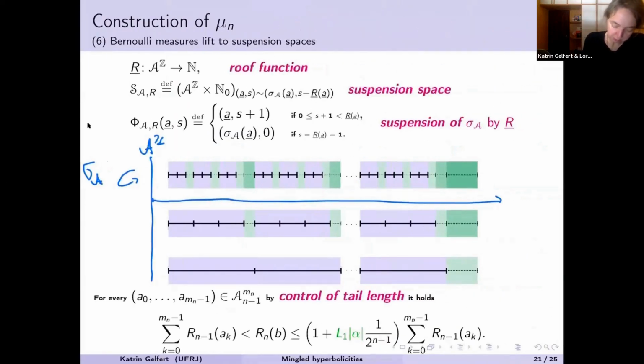So looking at the suspension space gives a convenient way to model the dynamics on these multivariable time horseshoes. Okay. Moreover, you have control of the roof length, because the roof height is just the length of the concatenated words. And you know that the concatenated words are an m times concatenation from the previous sequence of words plus a tail, and you have control of the tail.